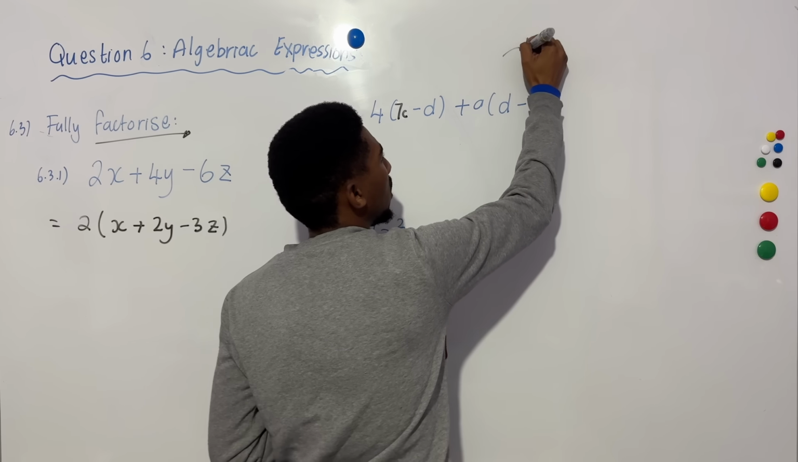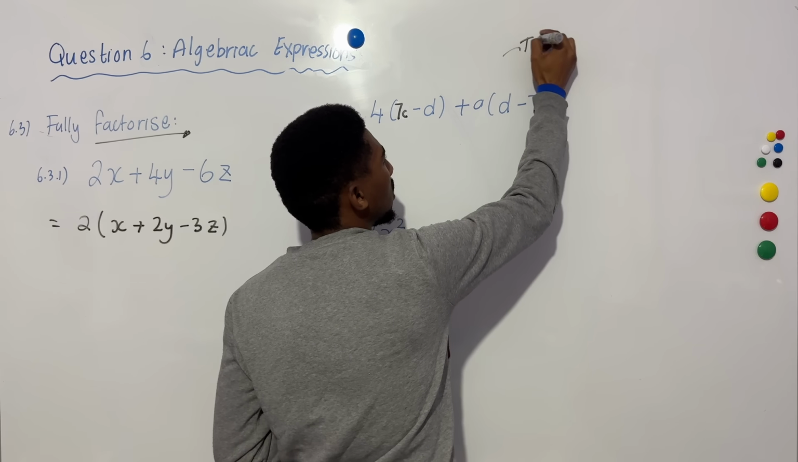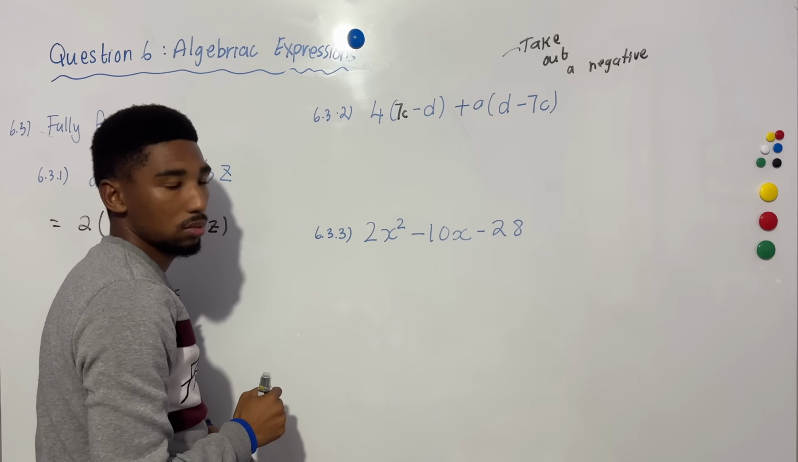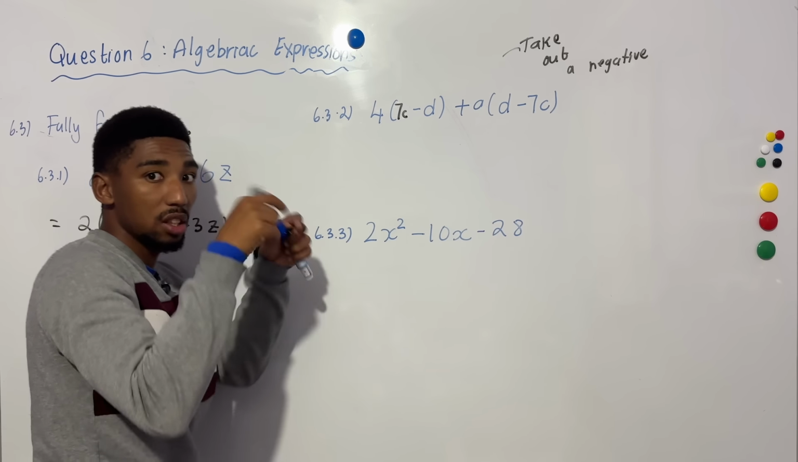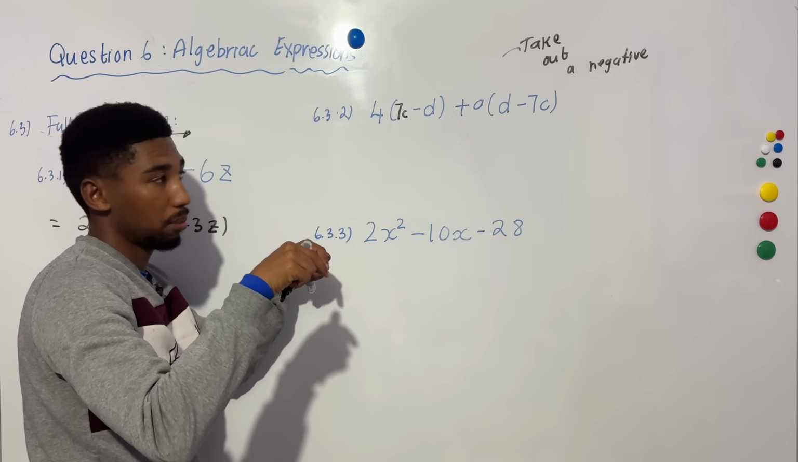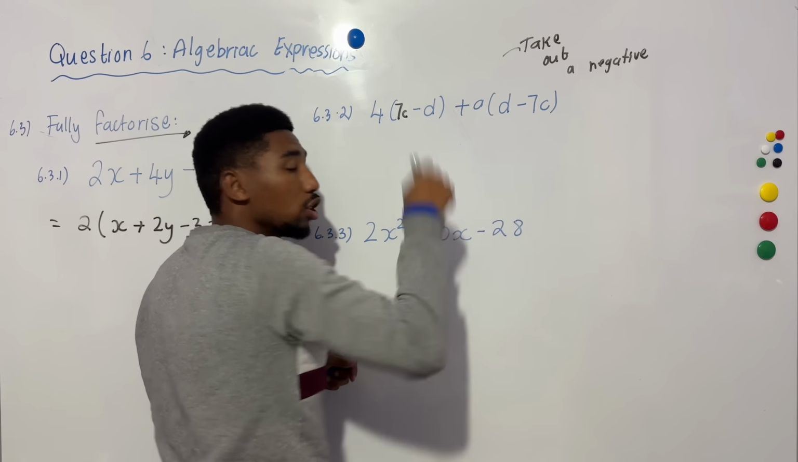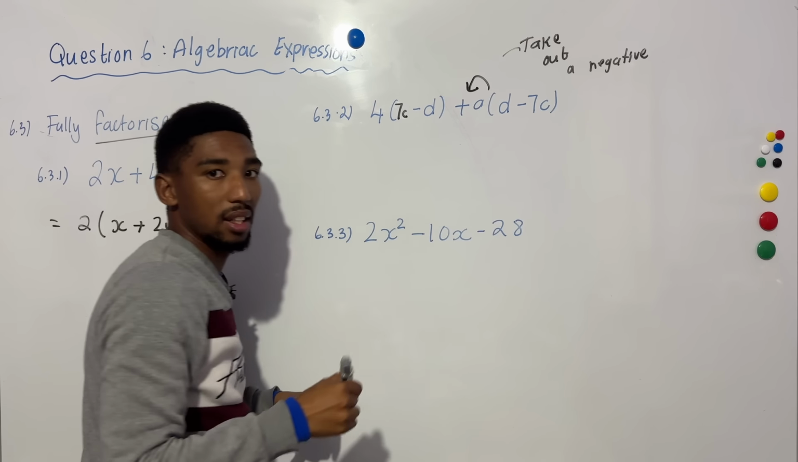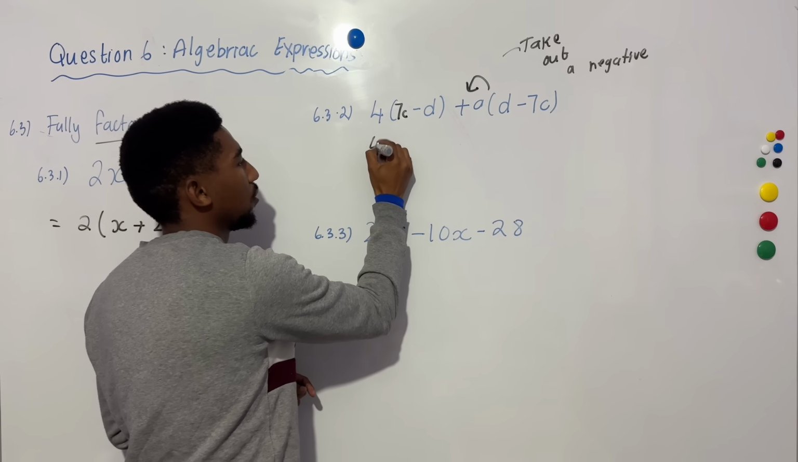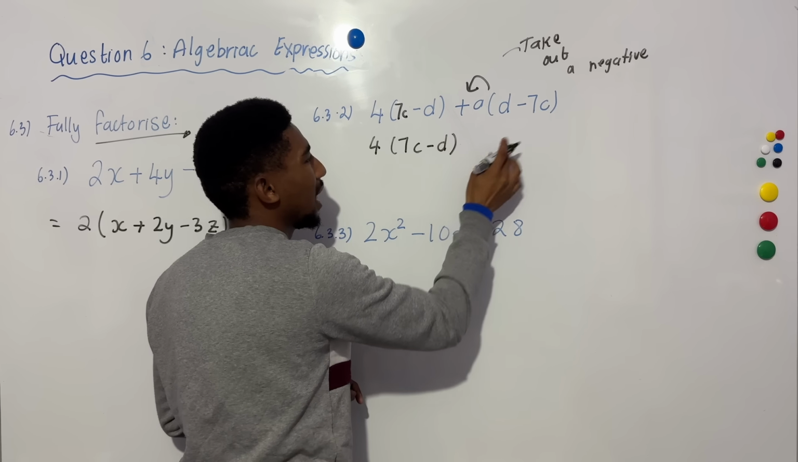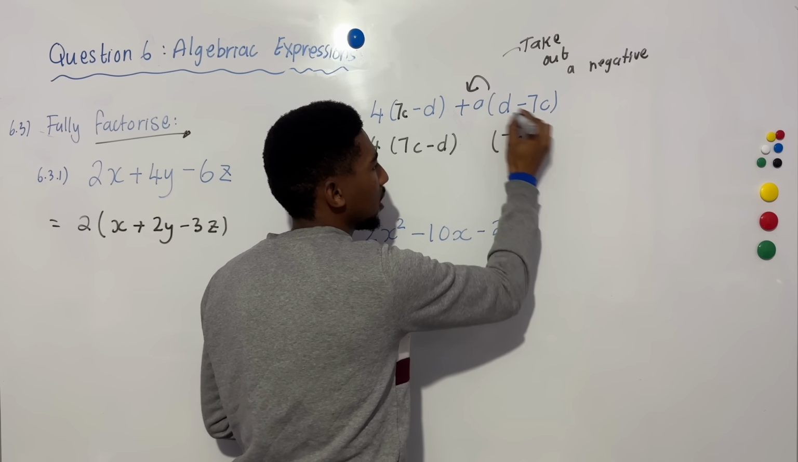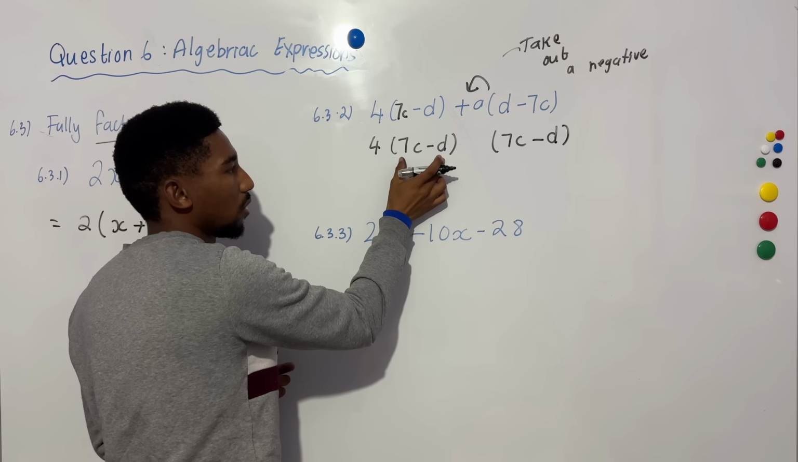So you should have learned to take out a negative. What that means is I can change these two signs. If I change one of them, I have to change both of them. And if I change both of them, the consequence is that whatever is outside, its sign must change. So I have 4 brackets 7c minus d. I want to make this a positive 7c and that a negative d. Why am I doing that again? To have the common brackets.